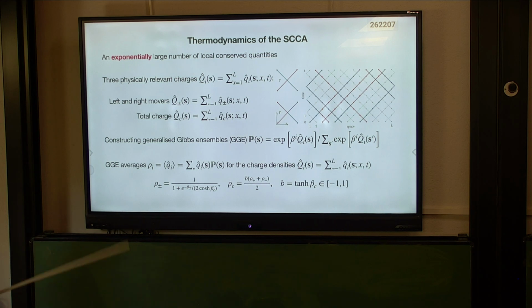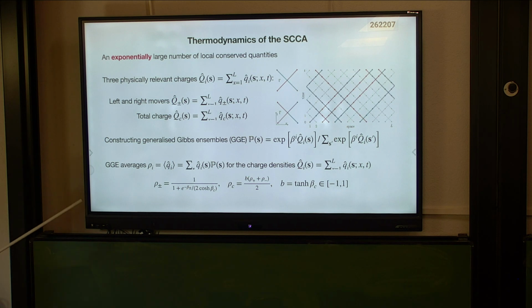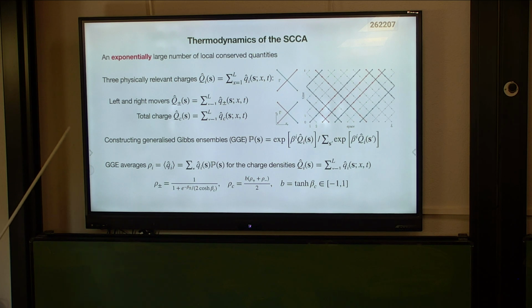But yes, this model is supposed to be integrable, but it's not just an extensive number of charges, but an exponentially large number of charges. The point I want to make is that this really large number of charges is mostly not important, but there are only 3 physically relevant charges. The first one is the total charge, because it's a charge conserving system. And then there are left and right movers.